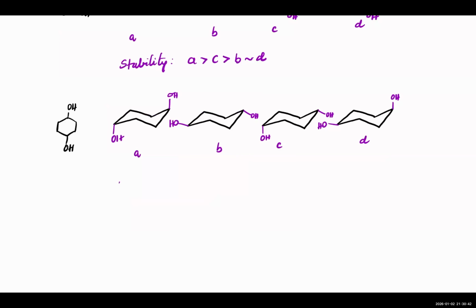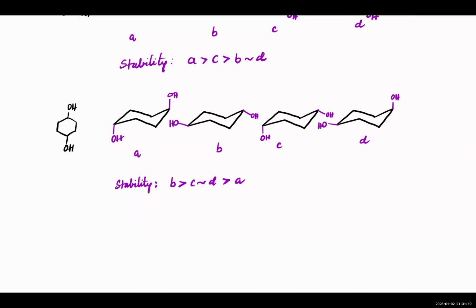Now, in such case, if you compare the stability here, you will notice that these two OH groups are anti to each other completely, which is trans, but these two are also trans to each other. And since both of them being equatorial, B will be the most stable one. Then C and D will be next stable ones, and A is the least stable one. Okay. I guess this part is clear now.